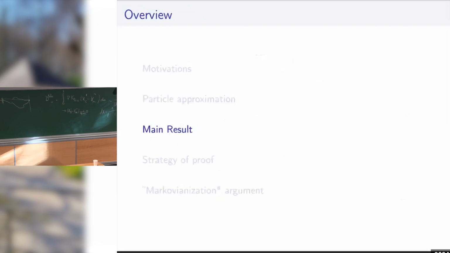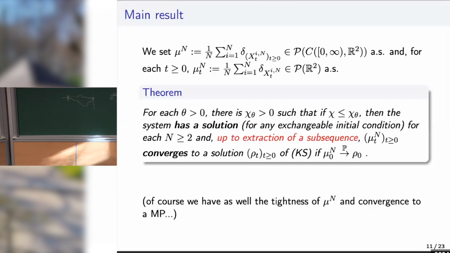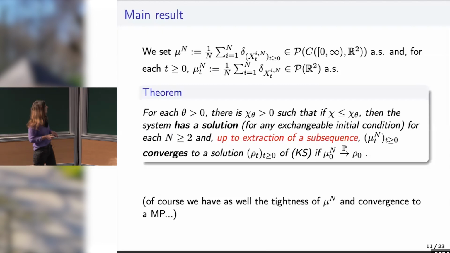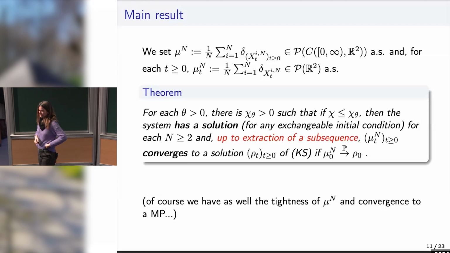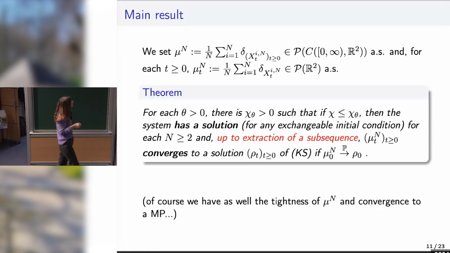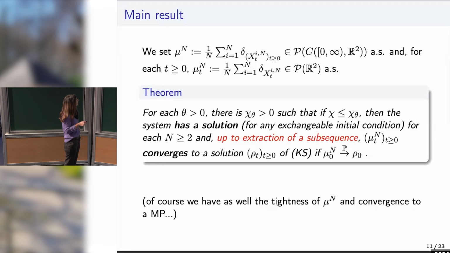So the main result, very quickly, okay, is that the system does exist, and it does converge, but there is a threshold on which we can do that, okay? So we can define it and we can converge it up to a subsequence, of course. So it's a tightness and consistency argument. And the main question is, how big is this threshold, okay?